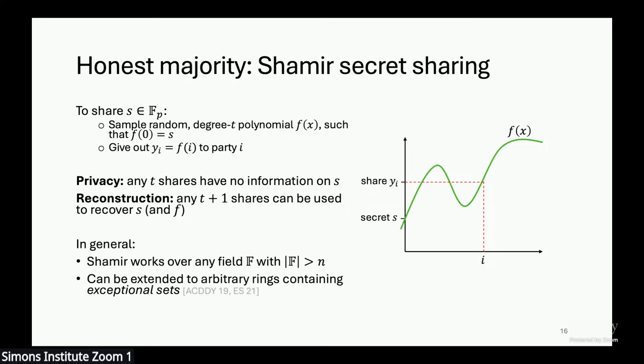And in general, the basic requirement is that you're working over a finite field which has more than n evaluation points, so that you can compute n shares and still have one point left for the secret. This can also be extended to more general rings, even non-commutative rings, if they have a certain special structure, with a large set such that pairwise differences of the set are invertible in the ring.